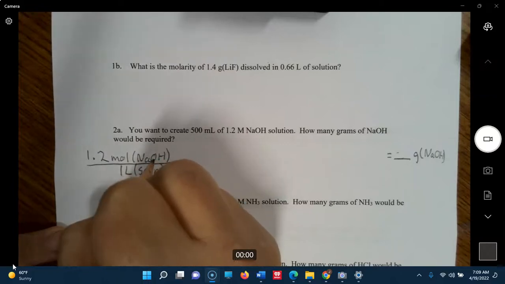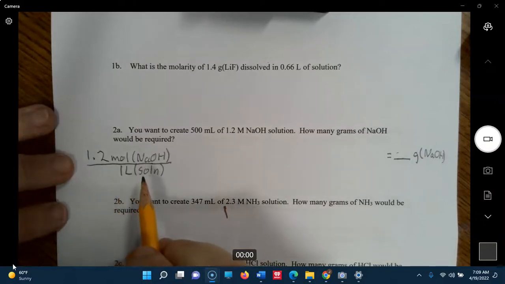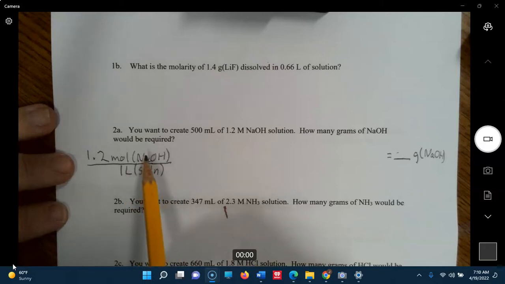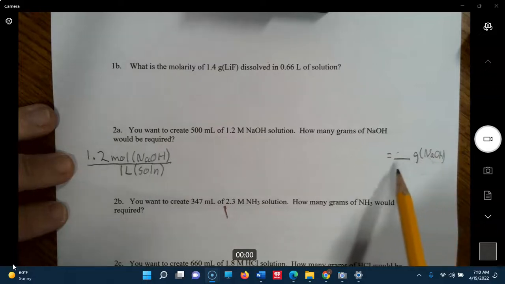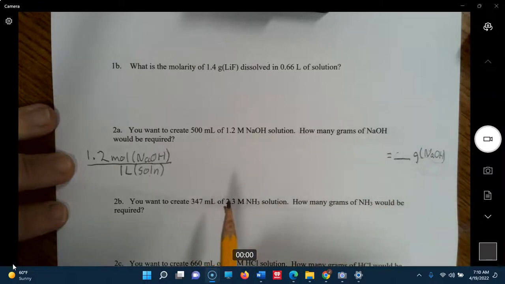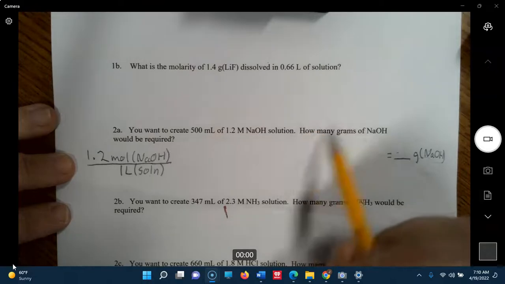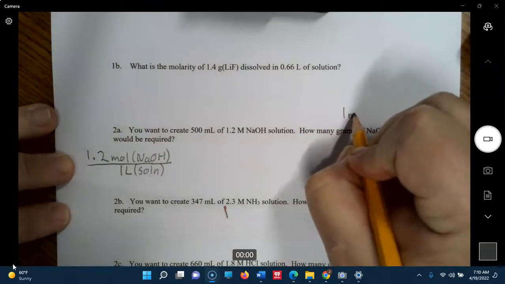Again, solution is the NaOH plus the water mixed together. So that's your molarity, 1.2 molar. All right, so let's look at what you got. You got moles of NaOH over liters of solution. Over here you have grams of NaOH over nothing there. So let's start with the top. We need to get from moles to grams. All right, so we need a molar mass. Since I don't have to do this problem, but you do, I'm going to write what that is up here.